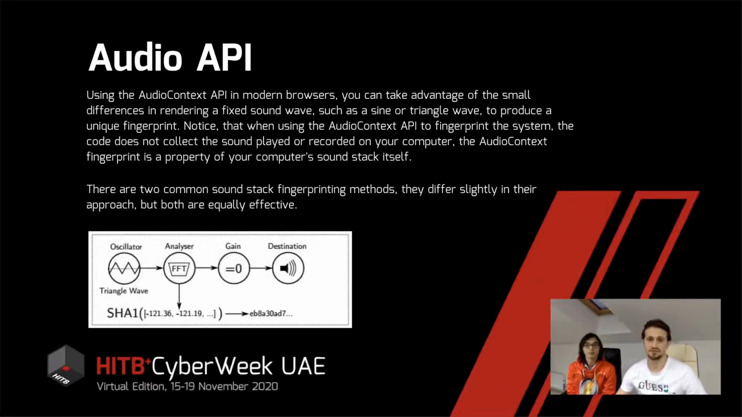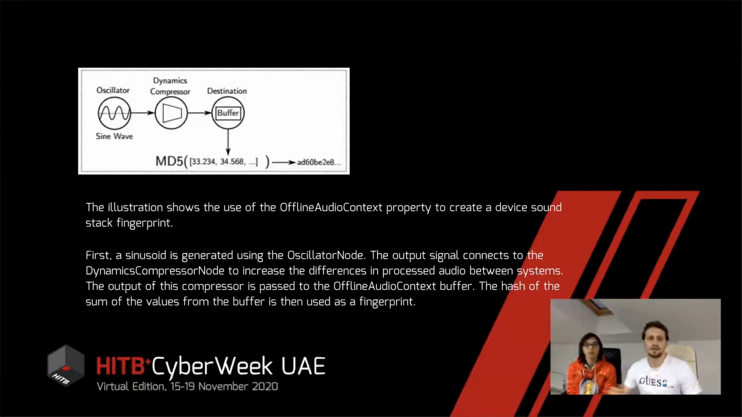The analyzer node provides access to the fast Fourier transform, FFT, of the audio signal, which is captured using the on audio process event and added by the script processor node. The resulting FFT is passed into a hash and used as a fingerprint. The context data is also available in the audio interface, which contains data on the number of your audio outputs and other unique data.